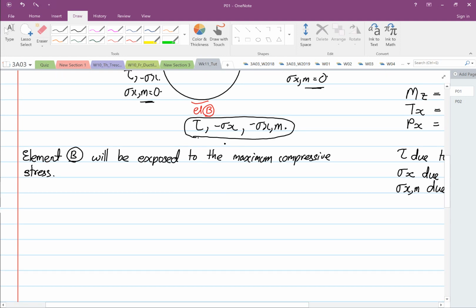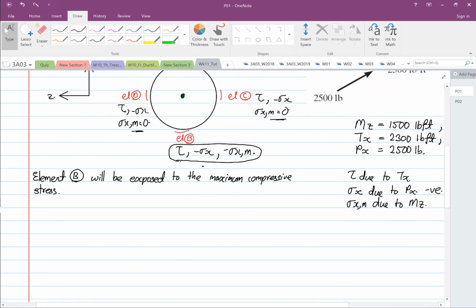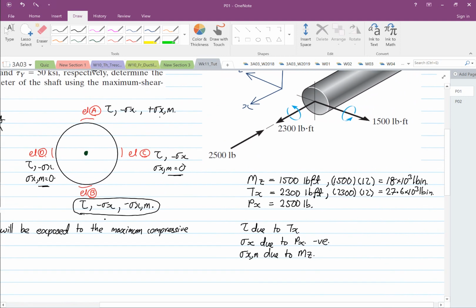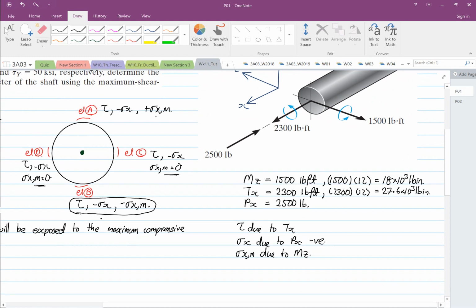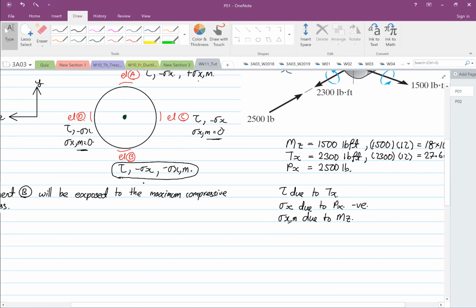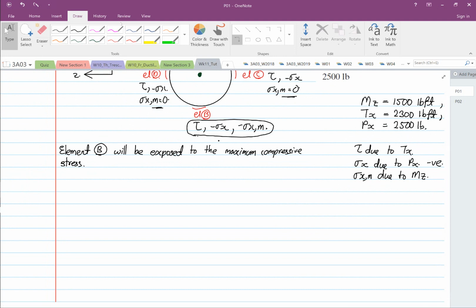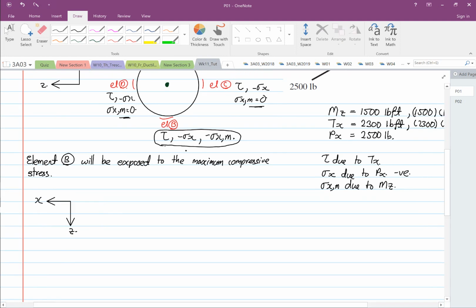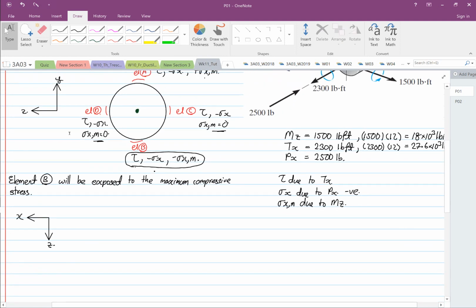Okay, so if we view element B now, we're going to orientate our element looking at element B. So we look below the shaft, so there is our X. Okay, so we draw the transformation. This is our X. This is our Z. So if we look at our loading for the element, this is the element. We are looking below the shaft now.